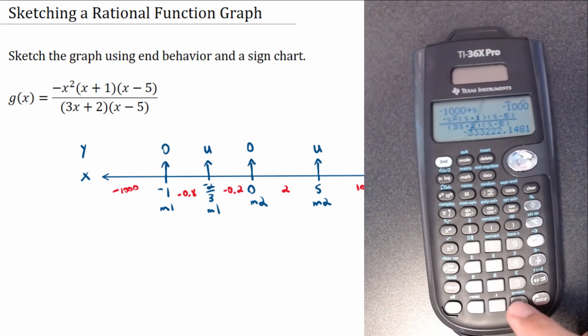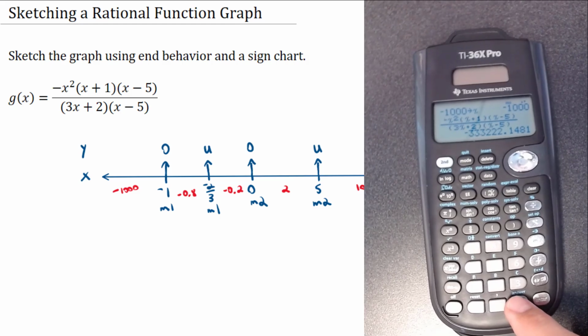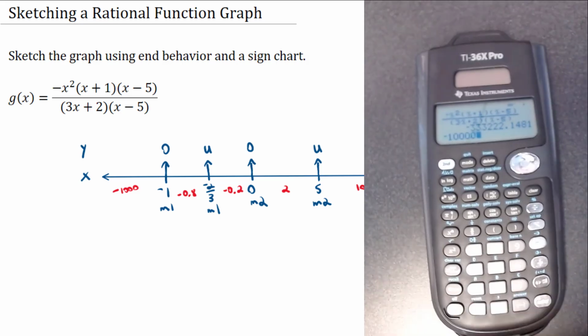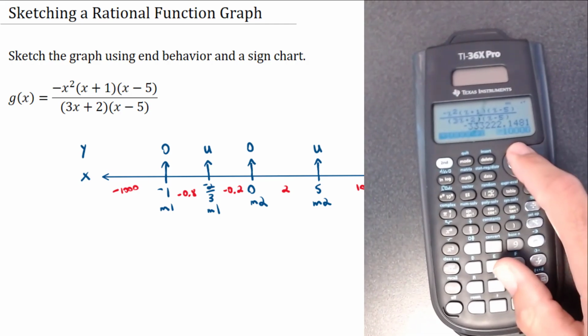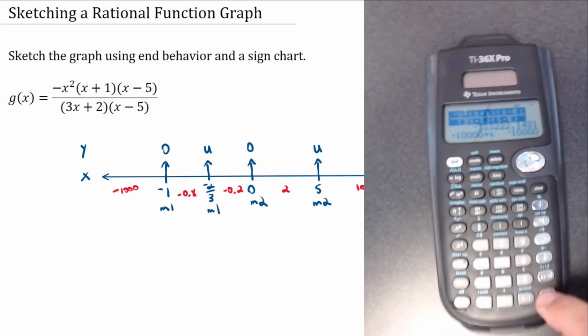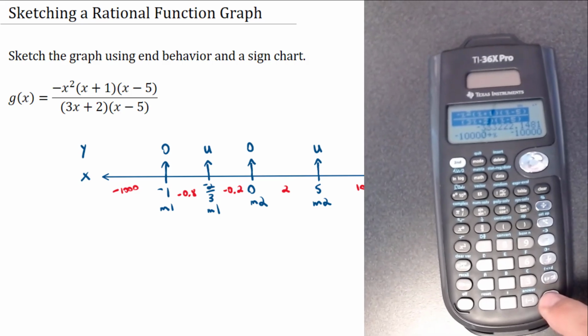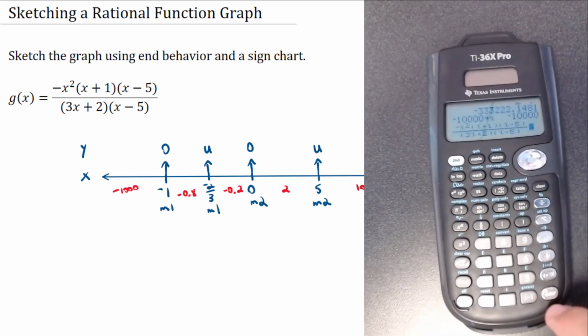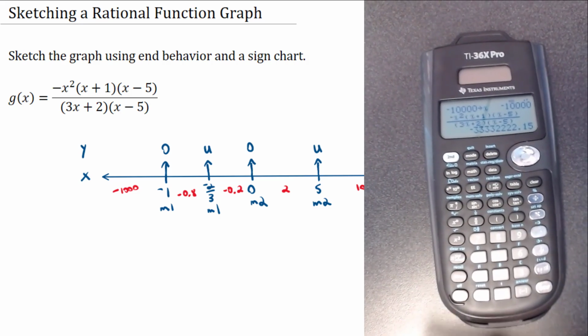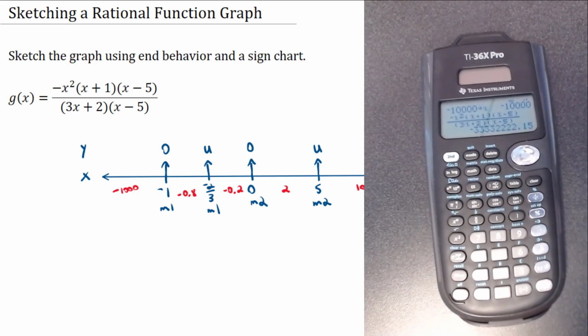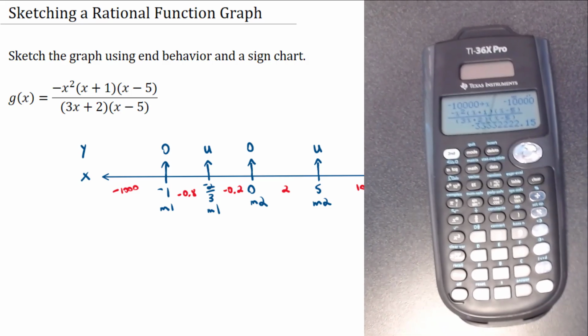But just to verify that, let's plug in an even bigger negative x value, like negative 10,000. Let's store that for x. And now calculate the value of the function. We should get a bigger negative value than negative 333,000. And we do, quite a bit bigger. So that seems to confirm that our function is going to negative infinity on the left end.